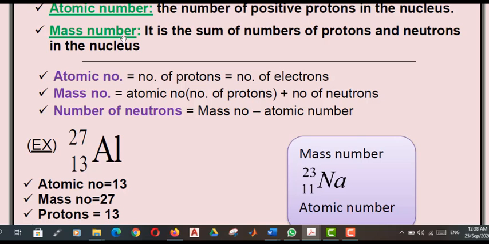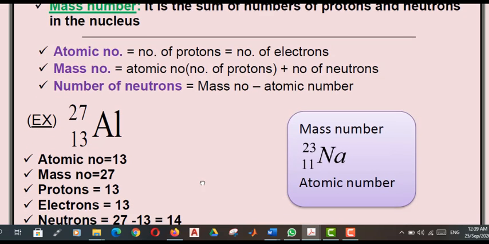What about mass number? The mass number is the sum of the numbers of protons and neutrons inside the nucleus. As we said before, the nucleus has two types of particles, protons and neutrons, and the summation of their numbers equals the mass number. The mass number is the biggest number, but the atomic number is the smallest number.